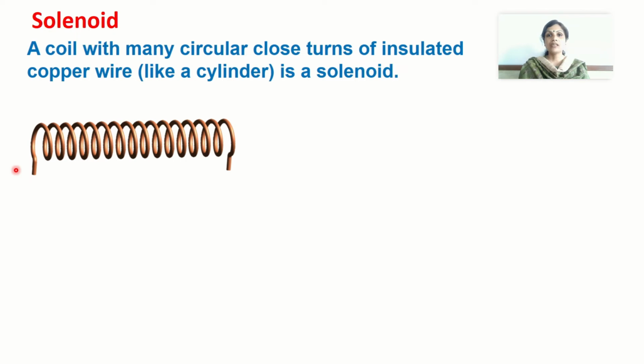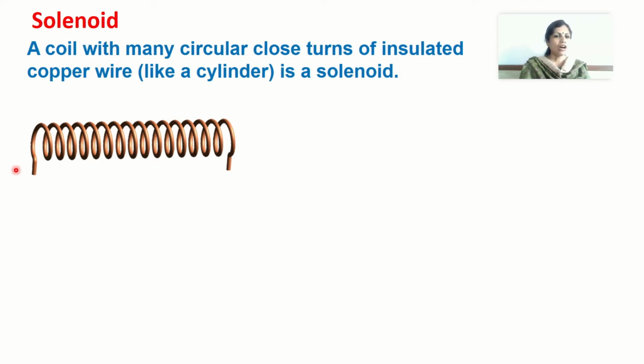Now the question is, how does the magnetic field look in a solenoid? Does it look like the magnetic field around a bar magnet, or a circular loop, or a straight conductor? Let's understand that. Now from the picture of the solenoid, you can make out that there are so many circular loops there, and they all are joined together.